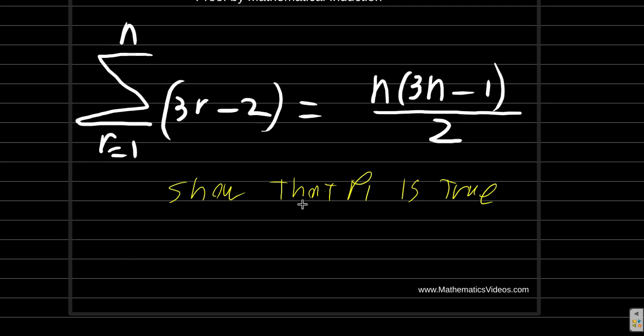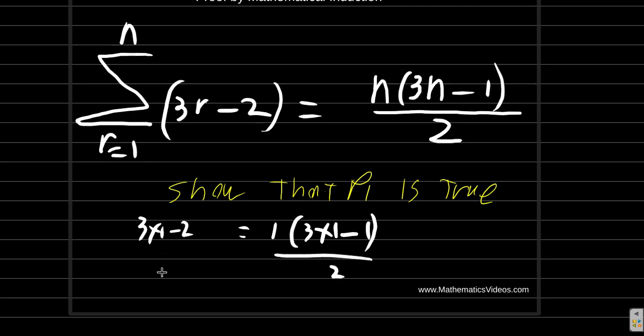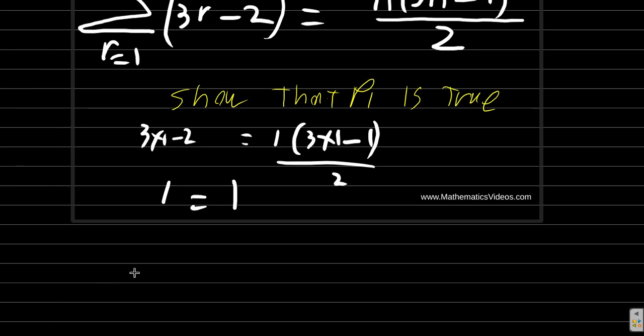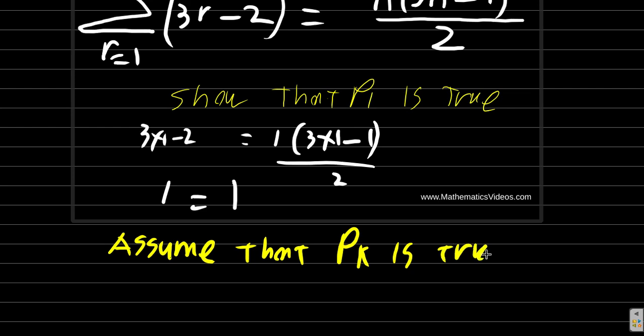is to, well, let me rewrite the steps. I erased it. 3 times 1 minus 2 is equal to 1 times (3 times 1 minus 1) over 2. So 3 ones are 3, minus 2 is 1, equal to 3 ones are 3, minus 1 is 2, 2 over 2. Okay, that is 1. Alright, that's part of your working. But the next step now, what should you do? Well, in this case, you assume that Pk is true.